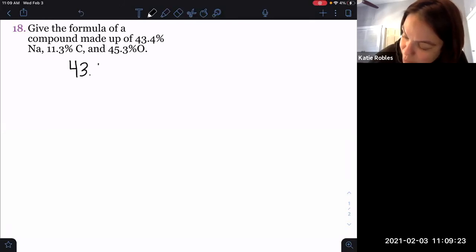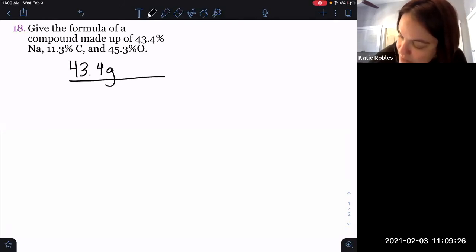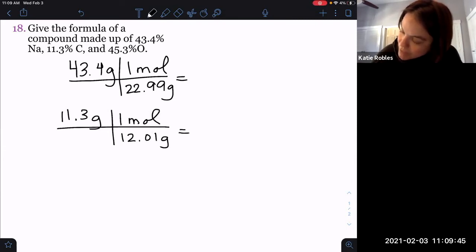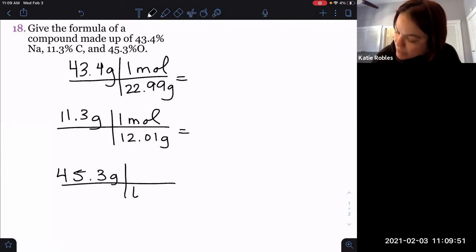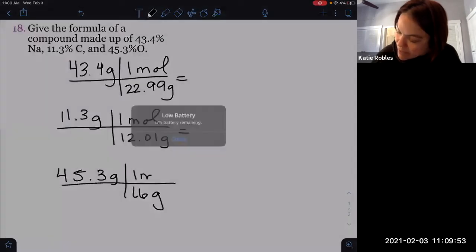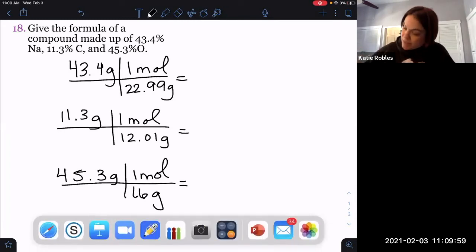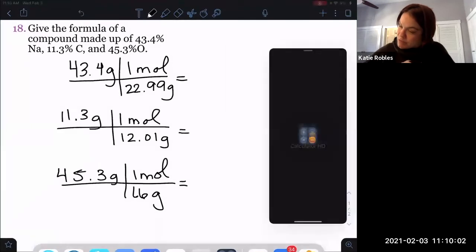So 43.4 grams into moles. So this is sodium. It has a mass of 22.99 grams per 1 mole. The next one is carbon, 11.3 grams. This is 12.01 grams per 1 mole. And this is oxygen, 45.3 grams. And I know that the molar mass of that is 16 grams per 1 mole. All right, so I need my calculator, assuming this works.